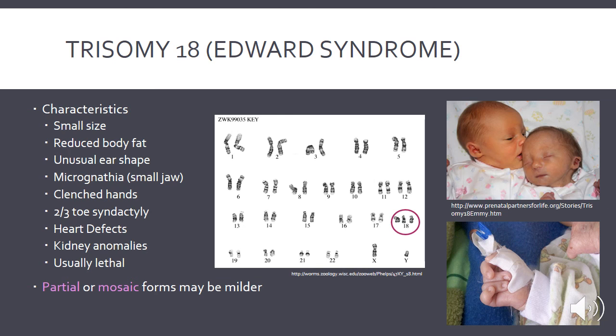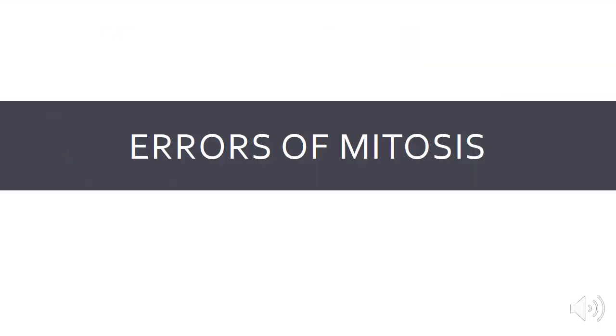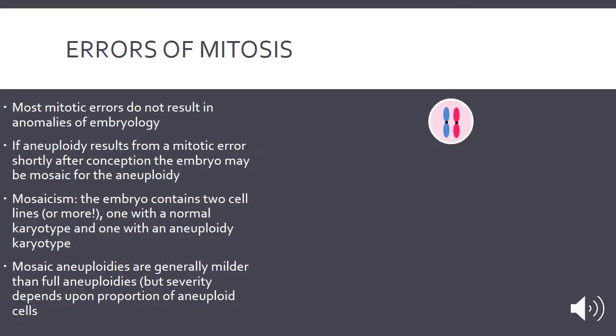Now, occasionally a baby will be born with a partial or mosaic form of trisomy 18 or another aneuploidy, and those forms may be milder and survivable in part because the extra piece, or in some cases missing piece, is either only a portion of the chromosome or not every cell has it. Which brings us to errors of mitosis. So these are not the kinds of errors that generally produce anomalies in embryology, although occasionally they can.